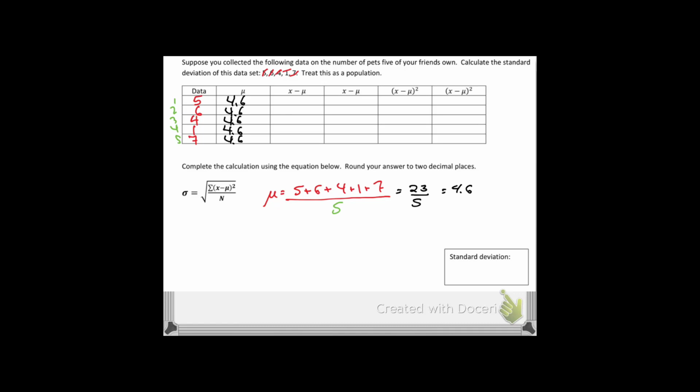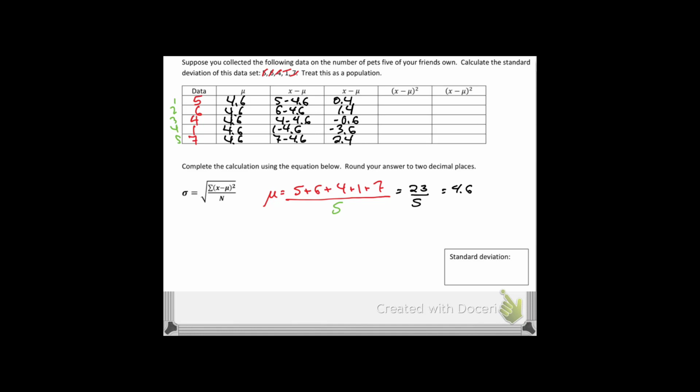Okay, then we start the business of finding how far each data point is from the center. So we have 5 minus 4.6. Okay, that's 0.4. Then we have 6 minus 4.6, that's 1.4. Then we have 4 minus 4.6, that's negative 0.6. We have 1 minus 4.6, that's negative 3.6. And then we have 7 minus 4.6, and that is 2.4.